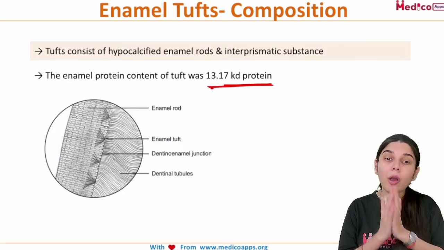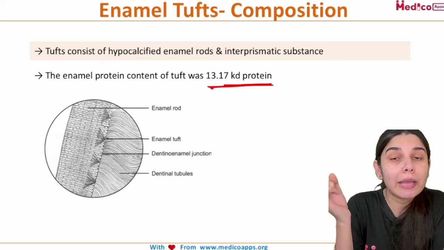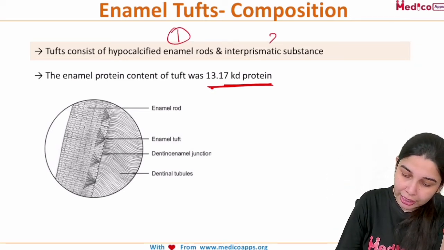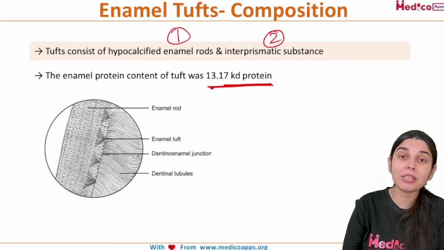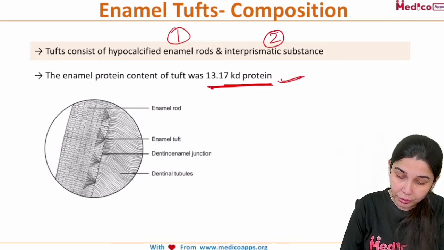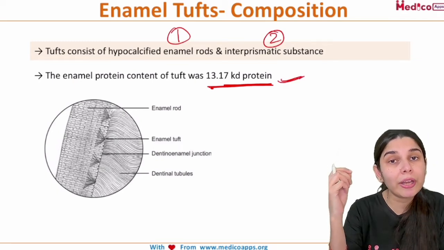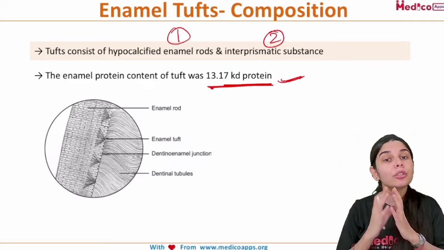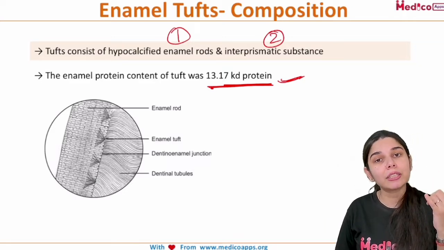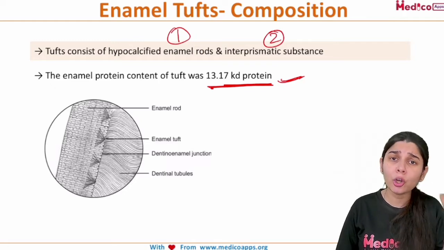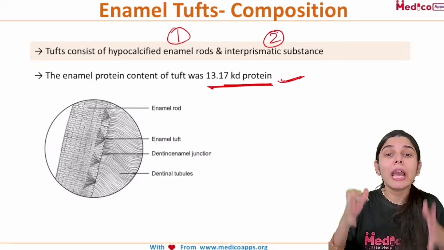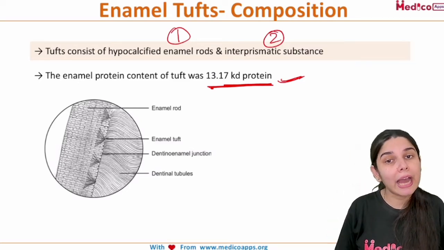Okay, so the composition: they consist of hypocalcified enamel rods, they consist of interprismatic substances, and they also contain enamel protein, and that content of the protein is 13.17 Kd. Okay, so this is the composition of the enamel tufts. So till now we have discussed the definition, the location, the structure, that is the extension into the long axis of the crown, and also the composition of the enamel tufts.